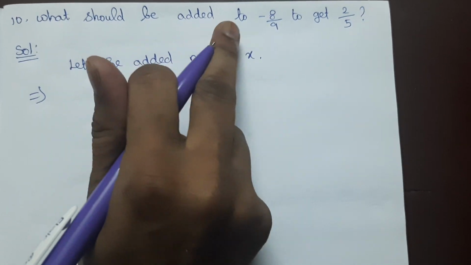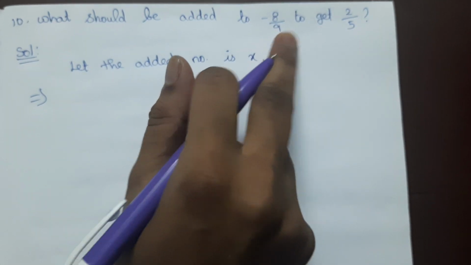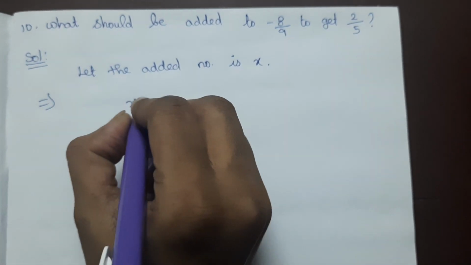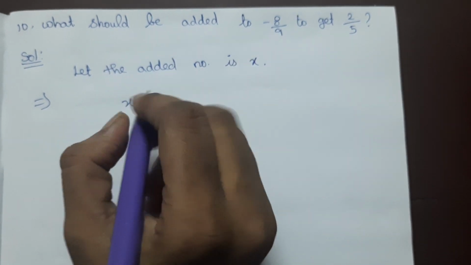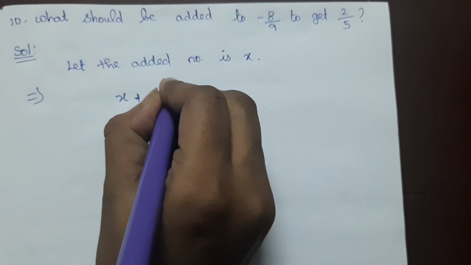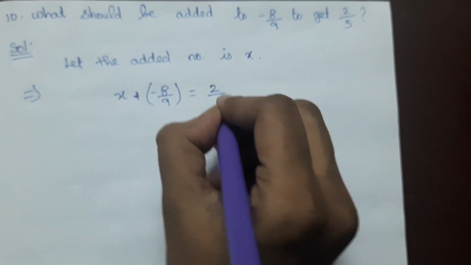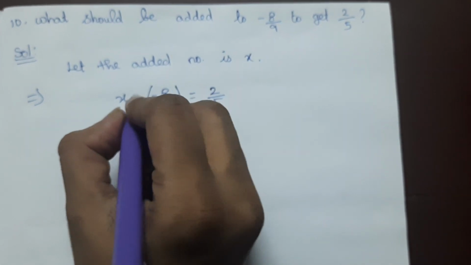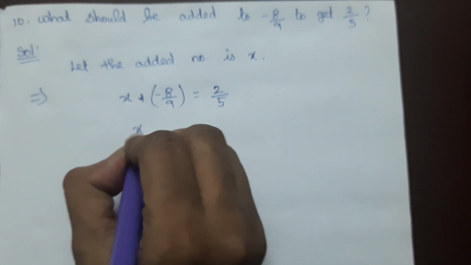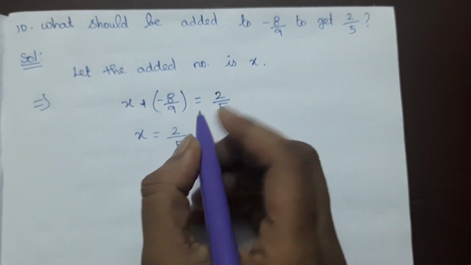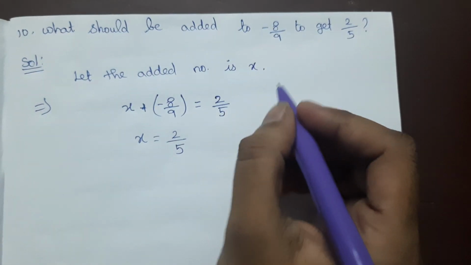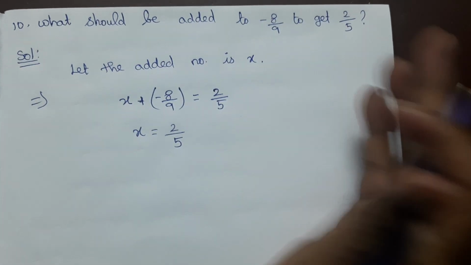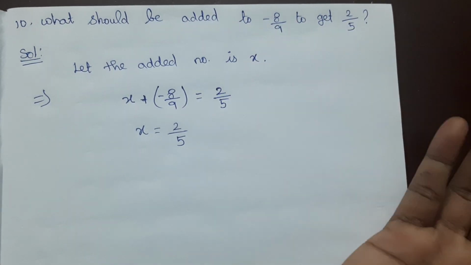What should be added to minus 8 by 9 to get 2 by 5? Added to. So this unknown number, the added number, is x, plus added. So x plus minus 8 by 9 is equal to 2 by 5. We got an equation. Now we have to find what? x. So x is equal to 2 by 5, and then in an equation, if the negative number goes to the right hand side, it is positive, and when it crosses the equal to sign, plus means minus, minus means plus.